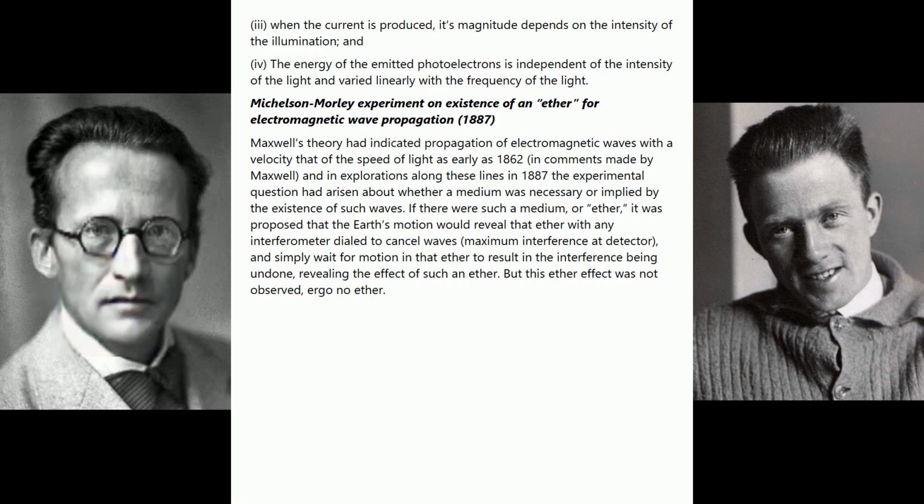Michelson-Morley experiment on the existence of an ether for electromagnetic wave propagation, 1887. Maxwell's theory had indicated propagation of electromagnetic waves with a velocity that of the speed of light as early as 1862, in comments made by Maxwell, and in explorations along these lines in 1887 the experimental question had arisen about whether a medium was necessary or implied by the existence of such waves. If there were such a medium, or ether, it was proposed that the Earth's motion would reveal that ether: with an interferometer dialed to cancel waves, maximum interference at the detector, simply wait for motion in that ether to result in the interference being undone, revealing the effect of such an ether.